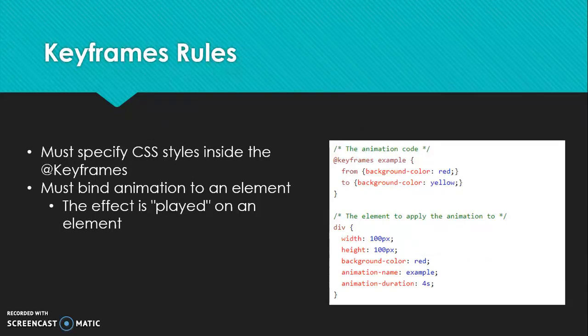To create a keyframe animation, I'm going to start by using @keyframes. When we use this, we have to follow it with the CSS styles that we want to use. And unlike transitions, in keyframe animations a series of effects play on the element, so it's important that we bind the animation to an element. In this image to the right, we can see that the keyframe animation is named example at the top, @keyframes example, and we can see that it's bound to this div because the animation name is example, which goes back up to this keyframes example.